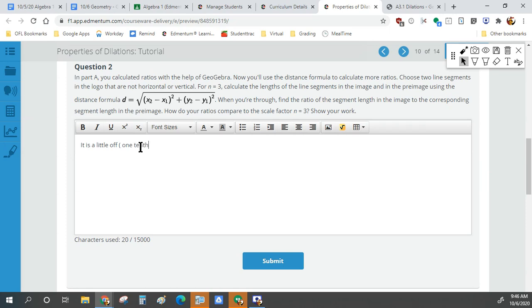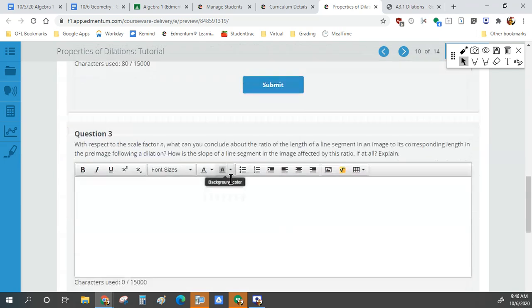1/10 off to be exact. It's off by 1/10, in other words. GeoGebra might have some round off error. I would blame it on GeoGebra because the distance formula, we learned it in algebra and it works out.